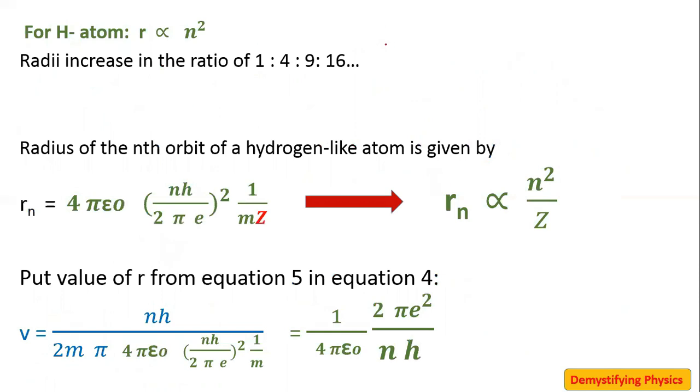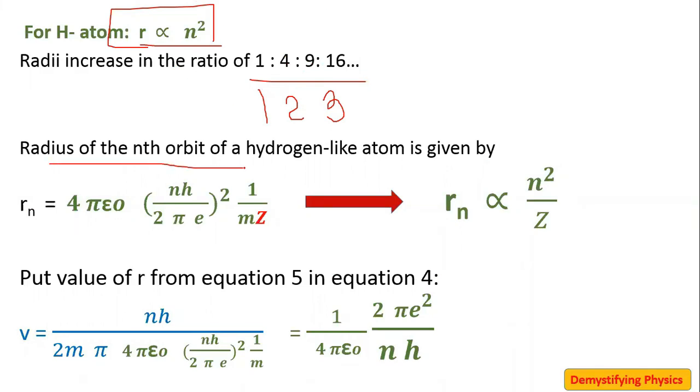So I can say that for hydrogen atom, the radius is directly proportional to n square. So for ground state, n is 1. For first excited state, n is 2. For second excited state, n is 3. So the radii are increasing in the ratio of 1 is to 4 is to 9 and so on.